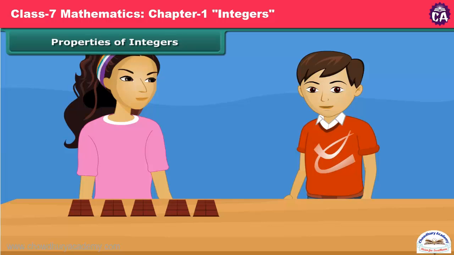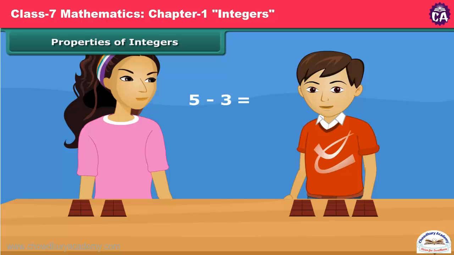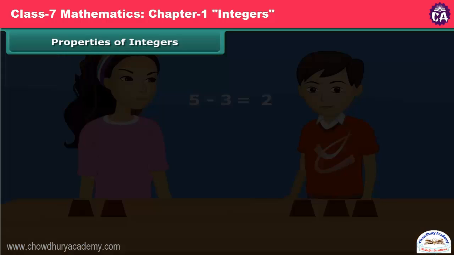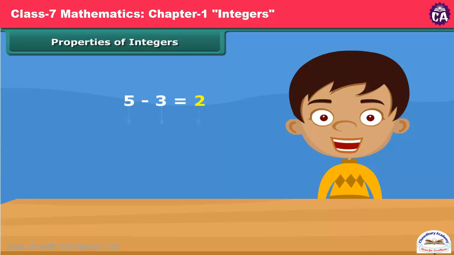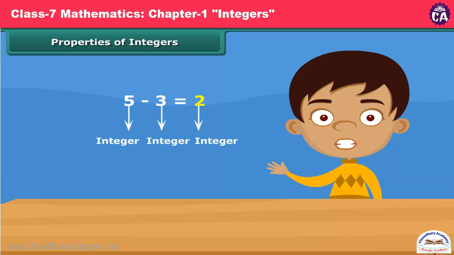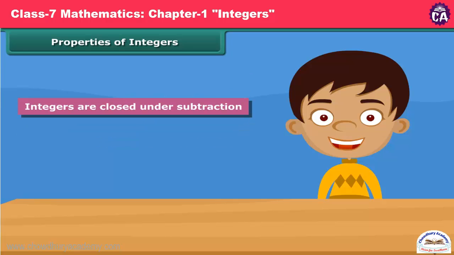Look at Reena. She has 5 chocolates. If she gives 3 chocolates to her brother, then how many chocolates are left with Reena? Yes, you're right. She is left with 2 chocolates. In this example, we see that difference of two integers is also an integer. Hence, integers are closed under subtraction.